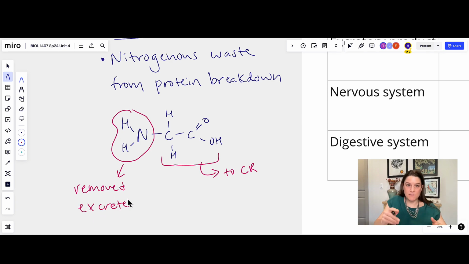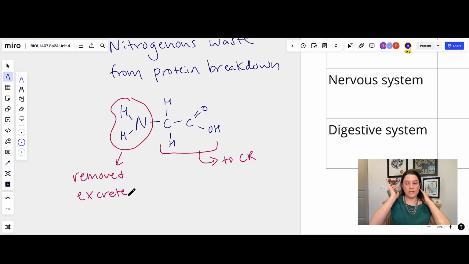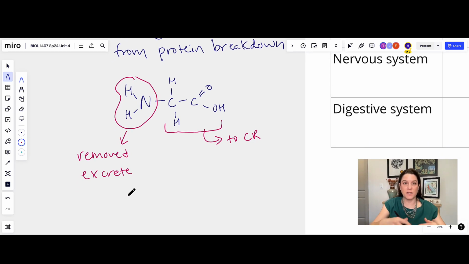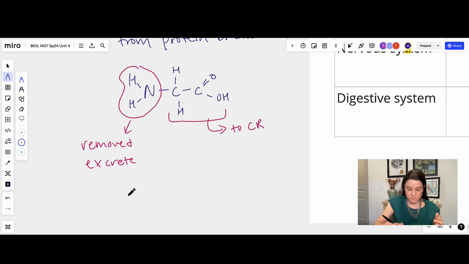And if they build up, they would be toxic. So we need to get them out of the body. They're one of the body waste products. CO2 is another waste product from cellular respiration. The undigested food is a waste product, but these nitrogen groups are waste products.